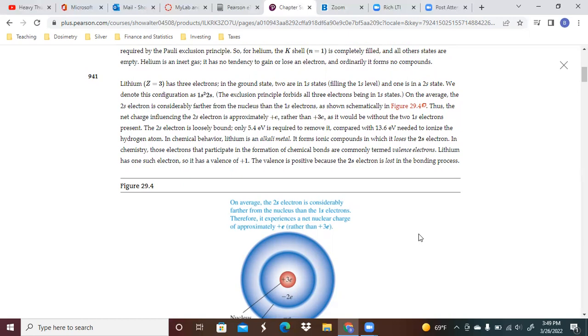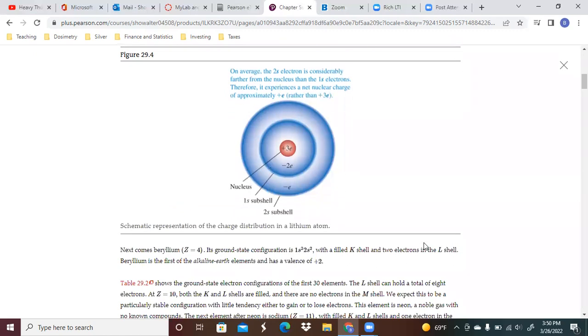In chemical behavior, lithium is an alkali metal. It forms ionic compounds in which it loses the 2s electron. In chemistry, these electrons that participate in the formation of chemical bonds are commonly termed valence electrons. Lithium has one such electron, so its valence is +1. The valence is positive because the 2s electron is lost in the bonding process.